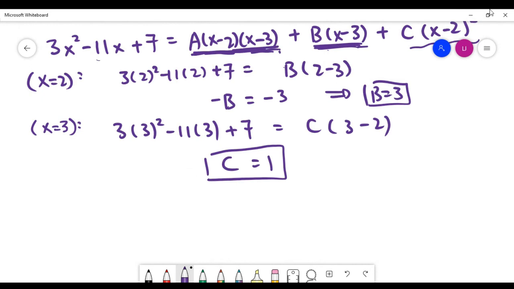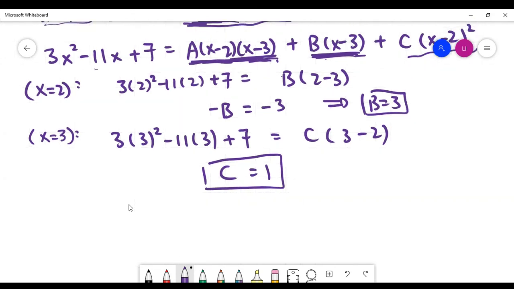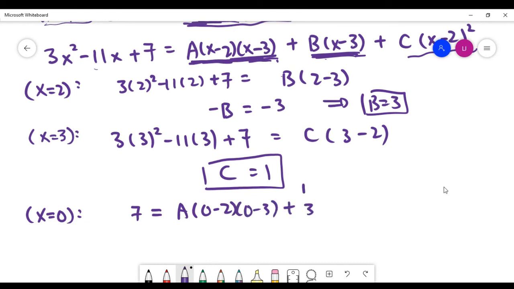But anyway, now the good thing is that we have B and C already. Finding A is actually clear for any choice of x, because we can just replace the values of B and C to find A. For example, I can just choose any random value now. Let's say x is 0. When I choose x is 0, the left hand side is 7. And the right hand side would be A times 0 minus 2 times 0 minus 3, and B is 3. We found it here. So 0 minus 3 for the term inside the bracket, and C is 1. And the last factor is 0 minus 2, the whole thing squared, right?